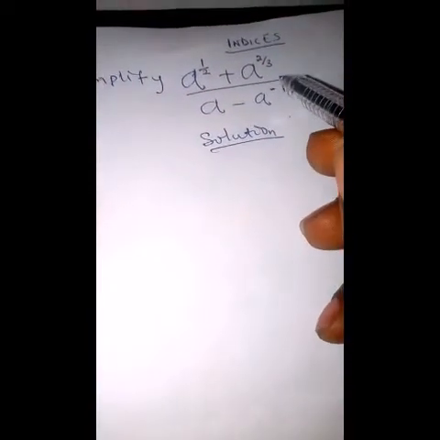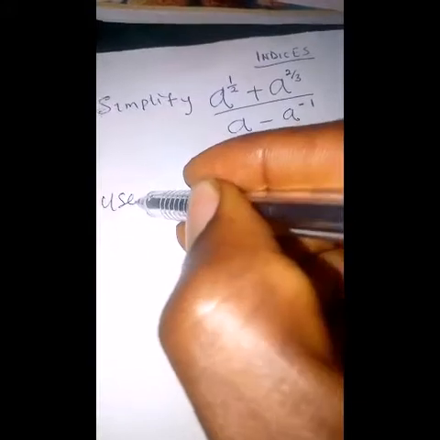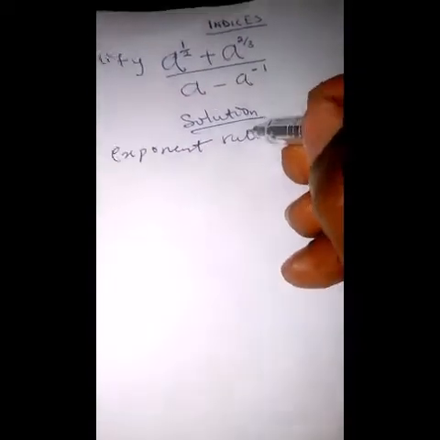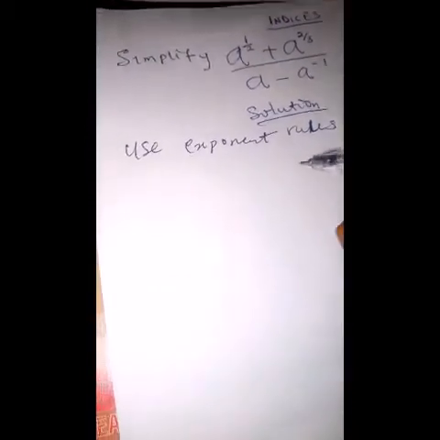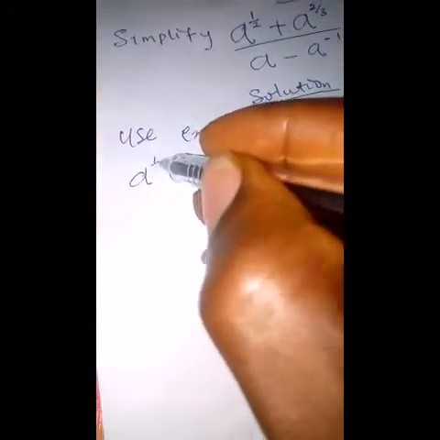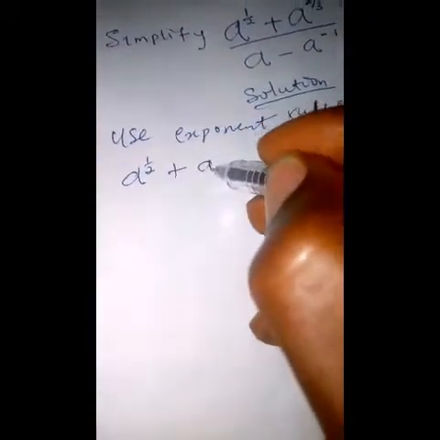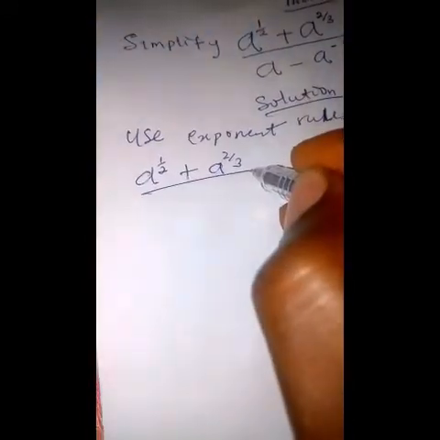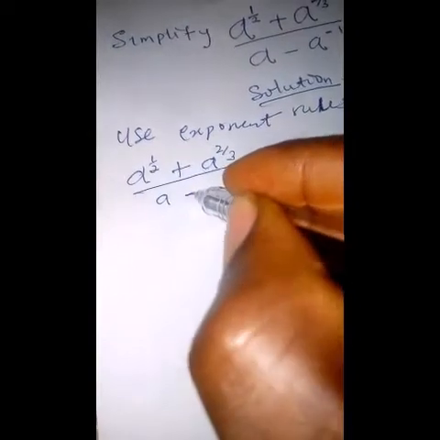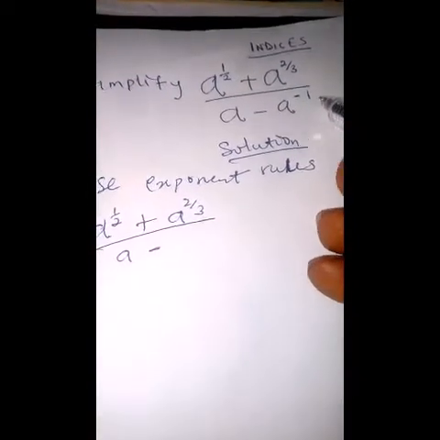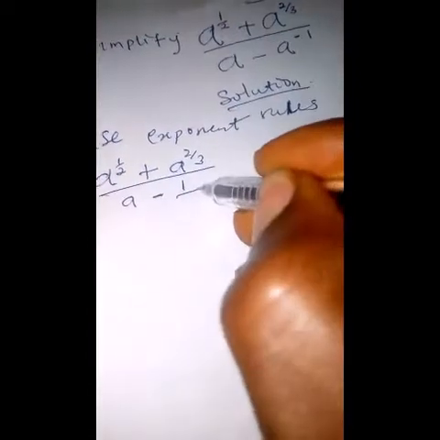Now, if you look at this, the first thing you need to do is to discover that this is an exponential or indicial problem. Now, you can only use the exponent rules to solve this, which you're supposed to be familiar with by now. Using the exponent rules, you're going to have a raised to power 1 over 2 plus a raised to power 2 over 3, all over a minus, and now you will convert a raised to power minus 1, that becomes 1 over a.